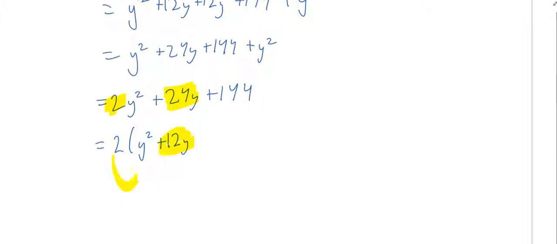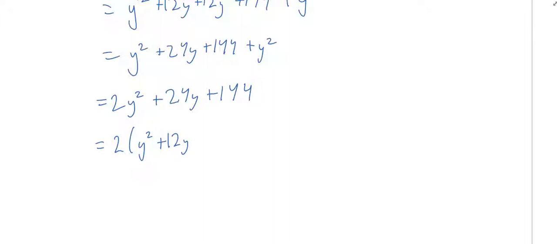I look for a number. This is the important part of the process. A mistake that some people would make is that they would forget to divide the 2 out of the 24. And when they add brackets to the question, it would still say 24y there. But it should be 12y because I divided the 2 out.